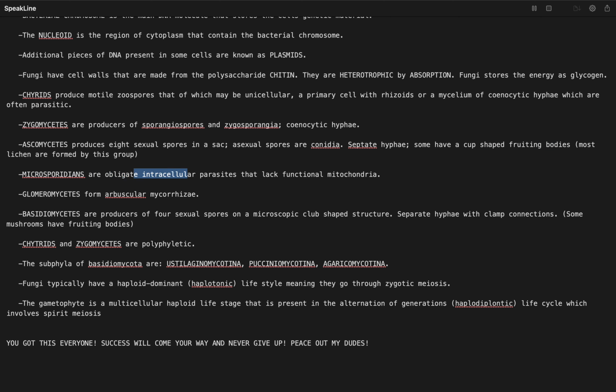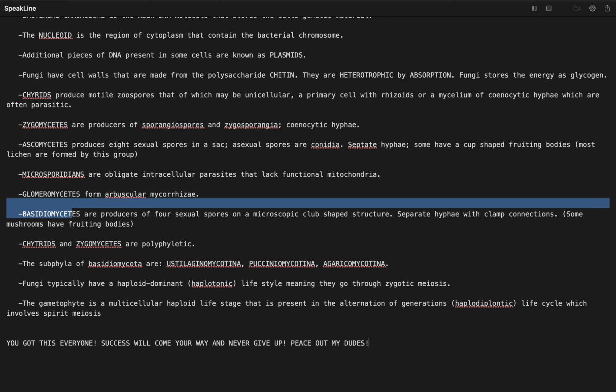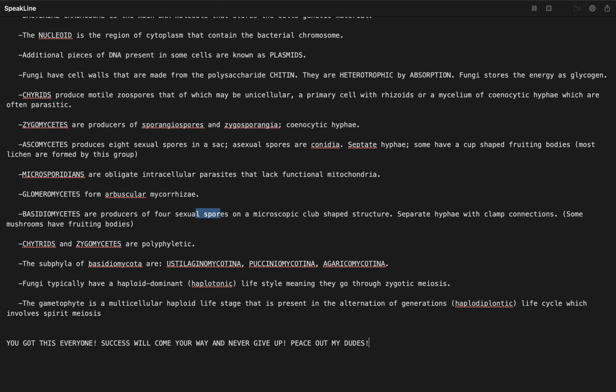Microsporidians are obligate intracellular parasites that lack functional mitochondria. Glomeromycetes form arbuscular mycorrhizae. Basidiomycetes are producers of four sexual spores on a microscopic club-shaped structure. They have septate hyphae with clamp connections. Some mushrooms have fruiting bodies. Chytrids and zygomycetes are polyphyletic. The subphyla of Basidiomycota are Ustilaginomycotina, Pucciniomycotina, and Agaricomycotina.